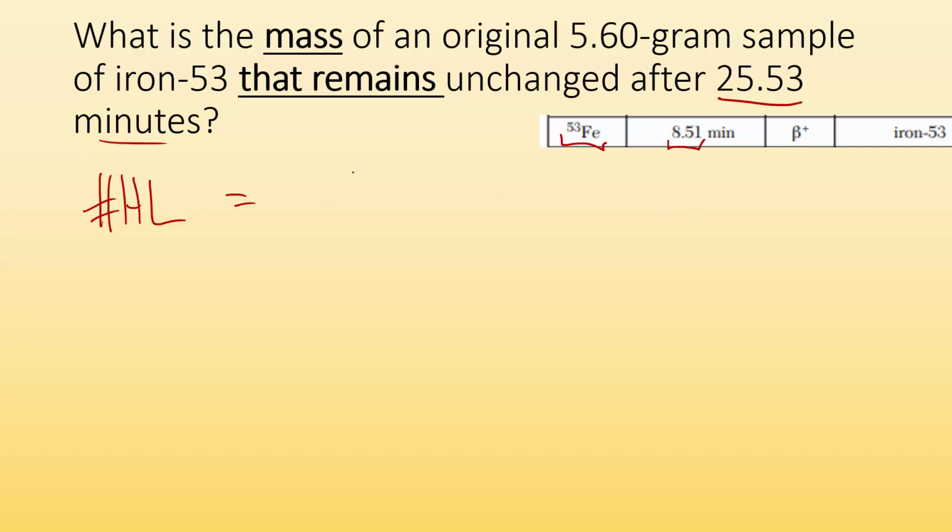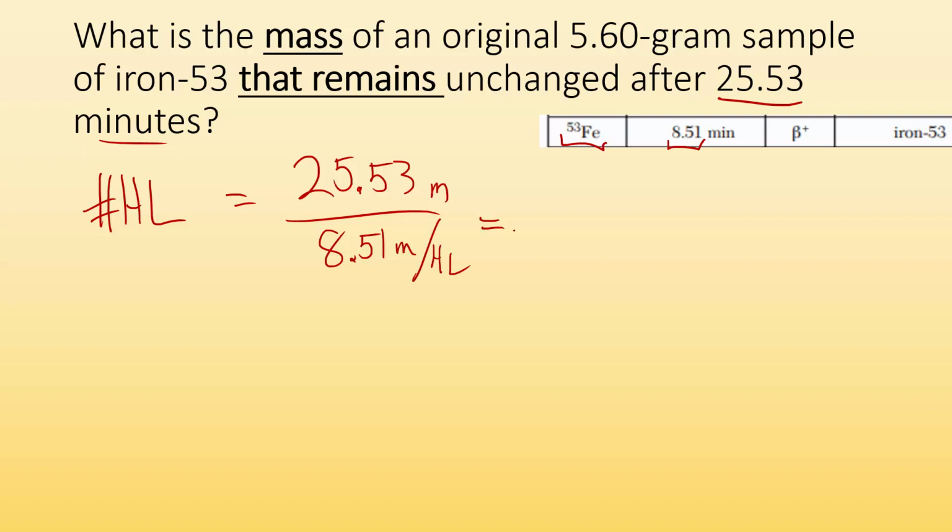So if I want to know how many half-lives have gone by, I take that 25.53 minutes, I divide it by the 8.51 minutes per half-life, and I end up with, I want to say 3, but I'm going to check. And sure enough, you get exactly 3 half-lives. So now, what do I do with that? Well, I started with an original sample of 5.6 grams, and I want to know how much is left.